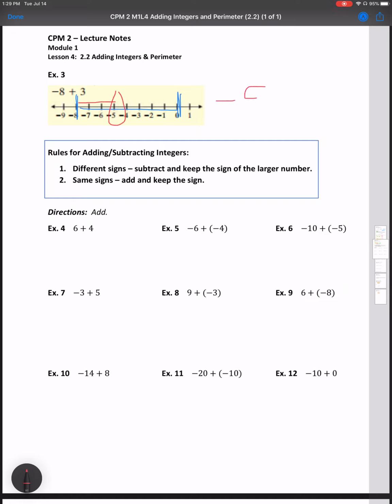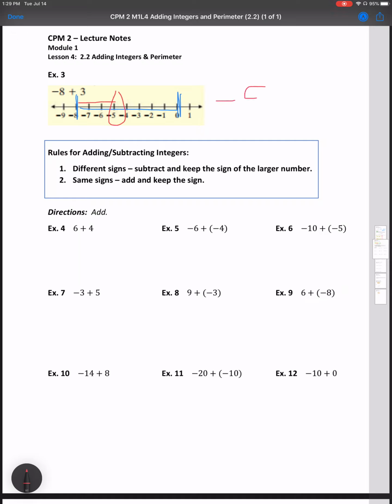The next section is we're going to still be adding, but we're going to think about the rules for adding when we do this. So we're getting ready to think about the rules for adding and subtracting integers. Our next section is subtracting integers, but they're the same rules, so it's just nice to go ahead and put those together. So rules for adding and subtracting integers. Well, if they are different signs, what we're going to think is subtract and keep the sign of the larger number. If they're the same signs, what we're going to think is add and keep the sign, okay?